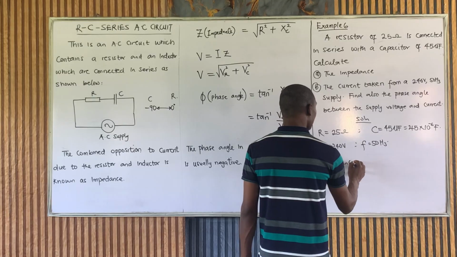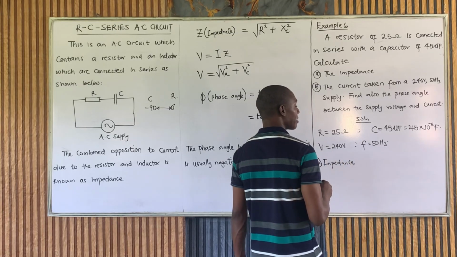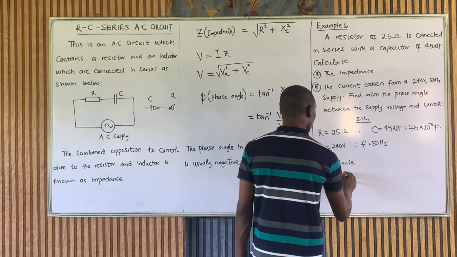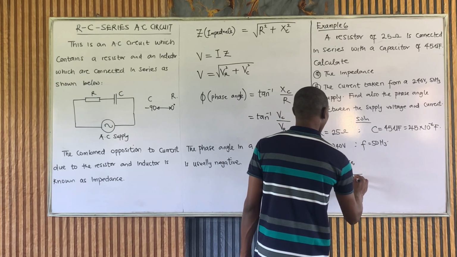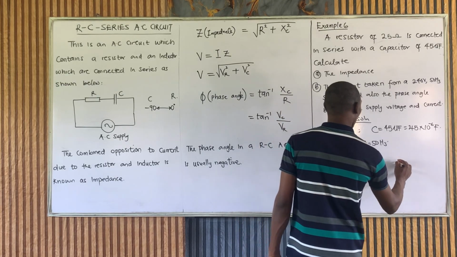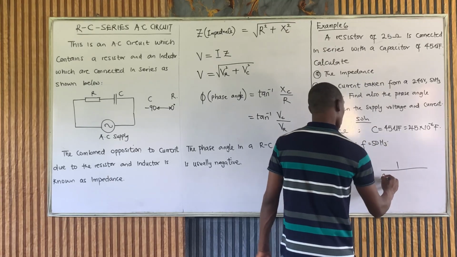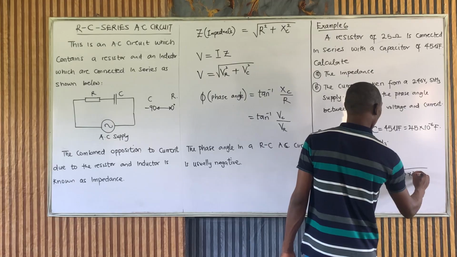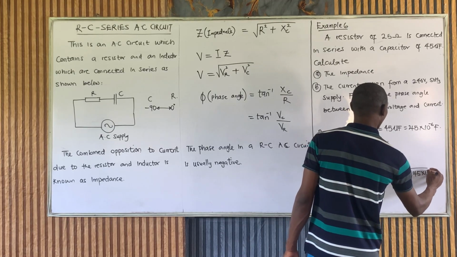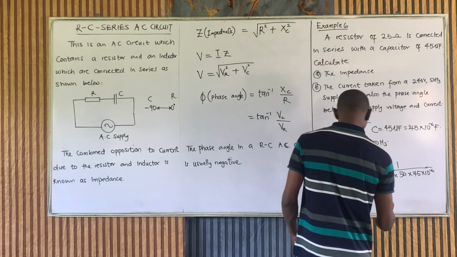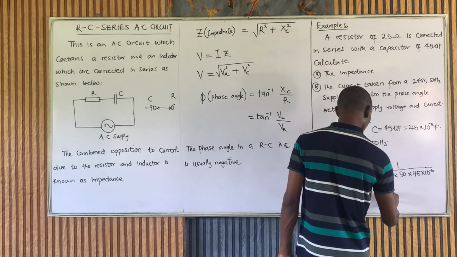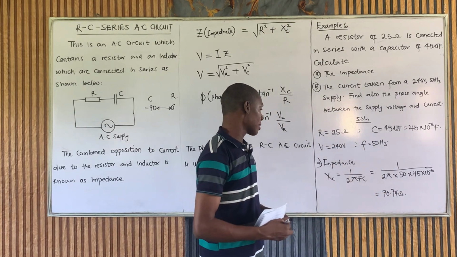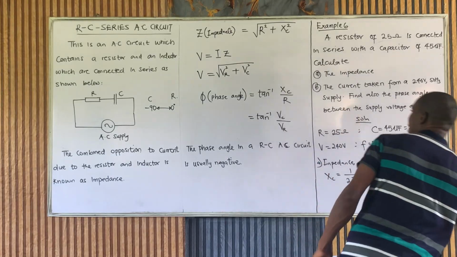To get our impedance, we need our XC, the capacitive reactance. And so I will say XC is equal to 1 over 2 pi FC. And that will be 1 over 2 pi times the frequency 50 times 45 times 10 raised to the power minus 6. And this will give us 70.74 ohms. So this is our capacitive reactance.